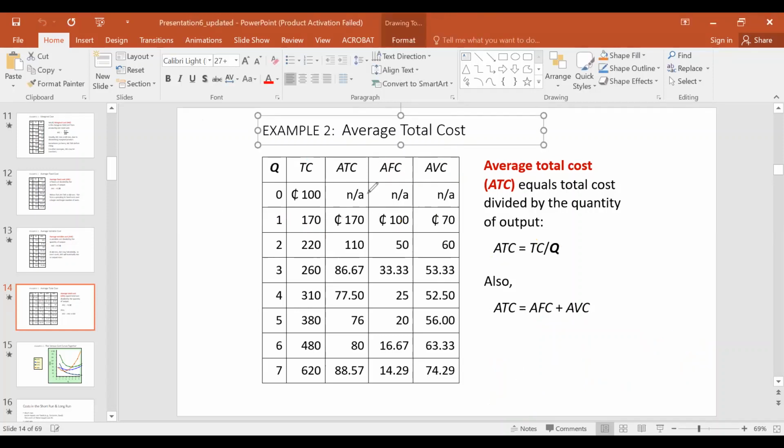So you can see some numbers here. 220 divided by 2 is 110. Or you add the average fixed cost and variable cost. By the way, you must know how to fill tables like this. You could be asked in an exam to complete tables like this.